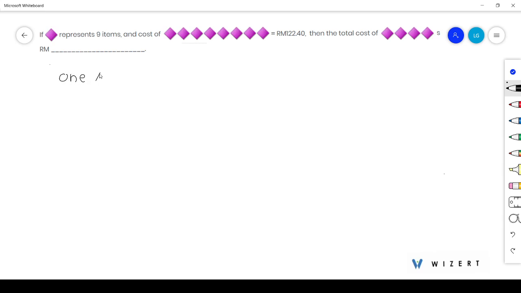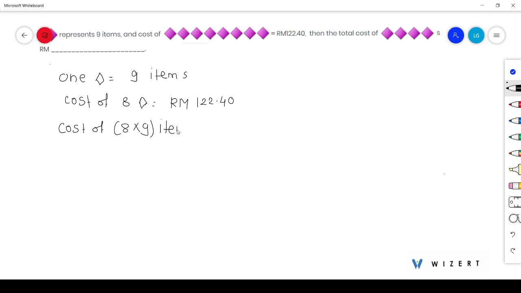Firstly, 1 diamond equals 9 items, okay? And the cost of 8 diamonds is given by 122.40 RM, okay? That is the cost of 8 into 9 items, because 1 diamond is 9 items, is 122.40 RM.